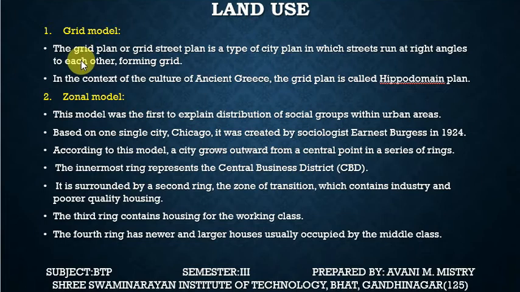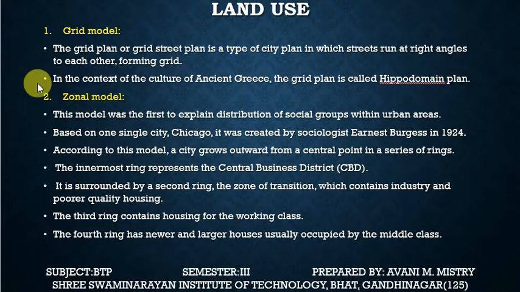First one is grid model. The grid plan or a grid street plan is a type of city plan in which the streets run at right angle to each other, forming the grids. In the context of the culture of the ancient Greeks, the grid plan is called the Hippodamian plan. Then next one is zonal model.